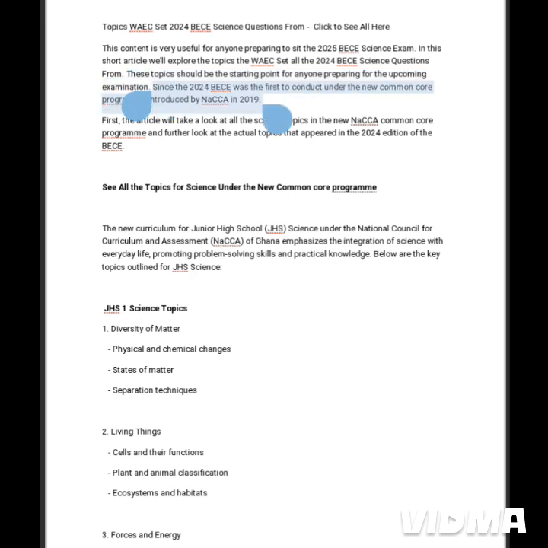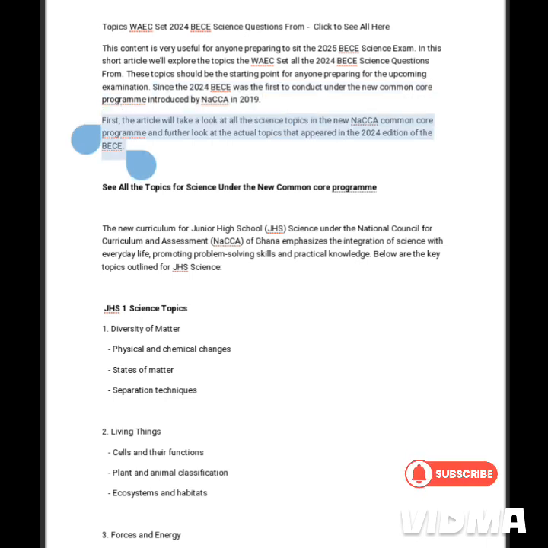Since the 2024 BECE was the first to be conducted under the new Common Core program introduced by NACA in 2019, first, the article will take a look at all the science topics in the new NACA Common Core program, and further look at the actual topics that appeared in the 2024 edition of the BECE. See all the topics for science under the new Common Core program.